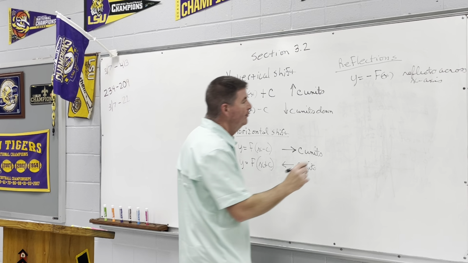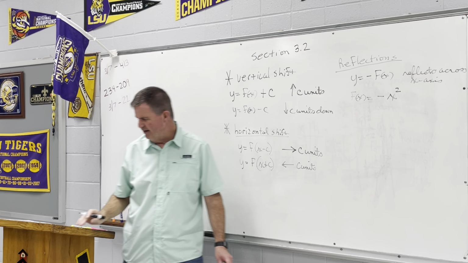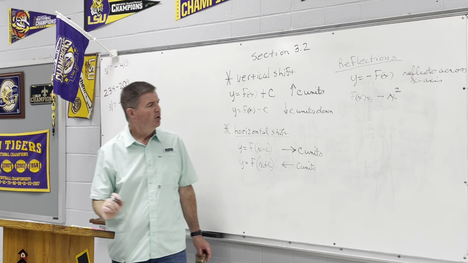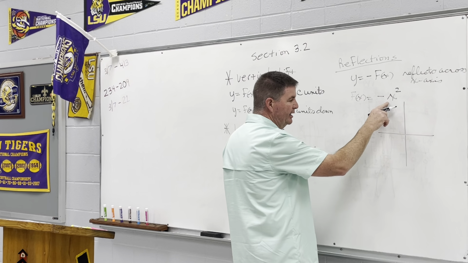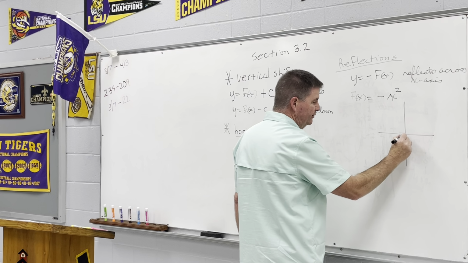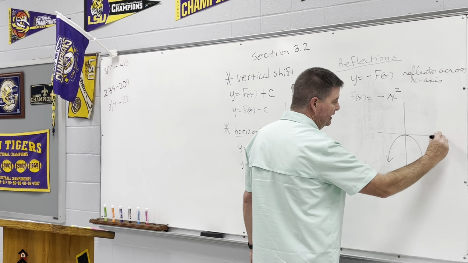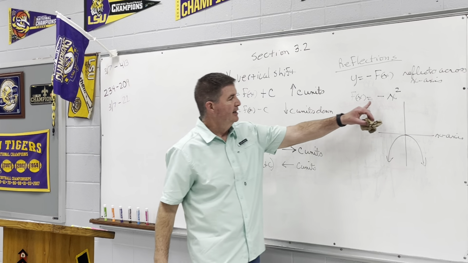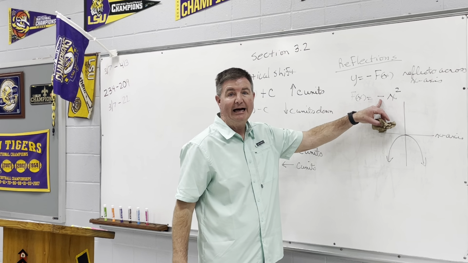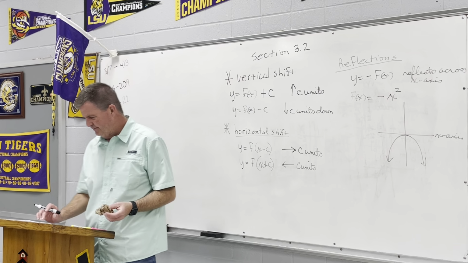An example for that one would be f of x equals negative x squared. What that would do is take the parabola x squared, which faces up, and bring it facing down. This would be reflected across the x-axis. Again, the negative is on the outside of the function.